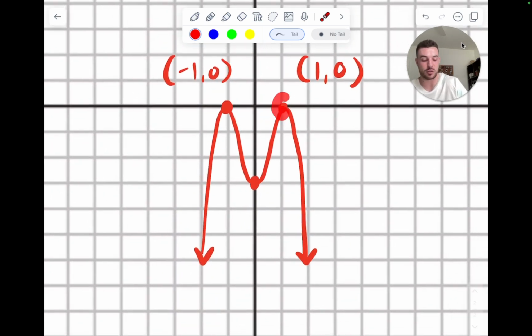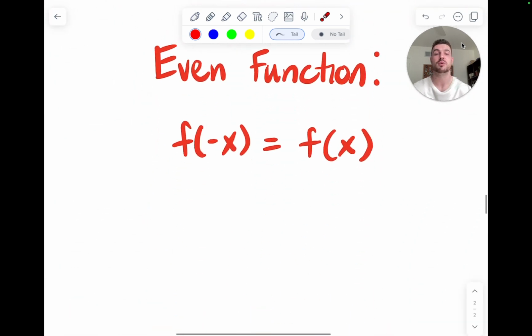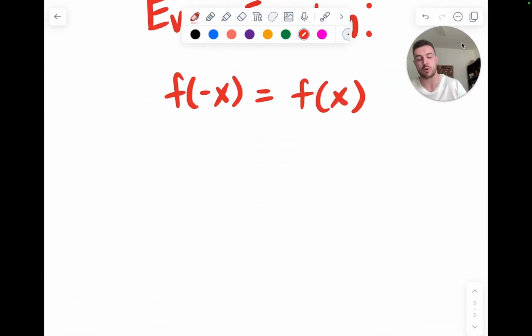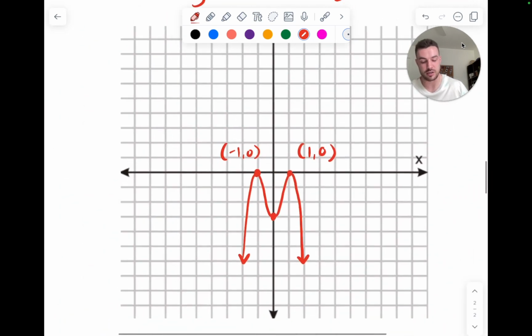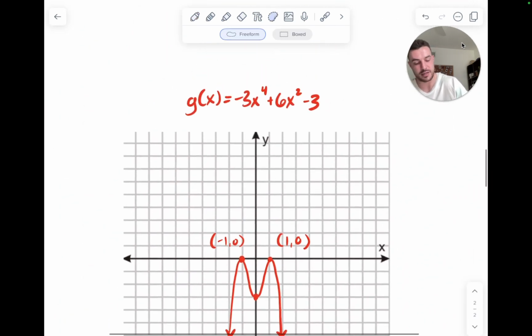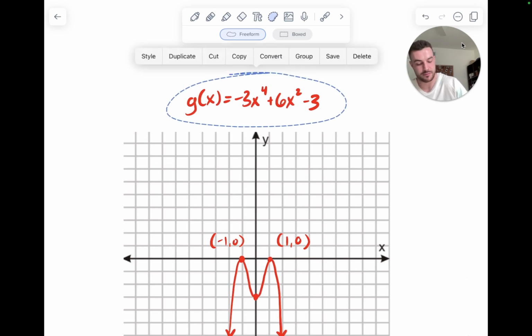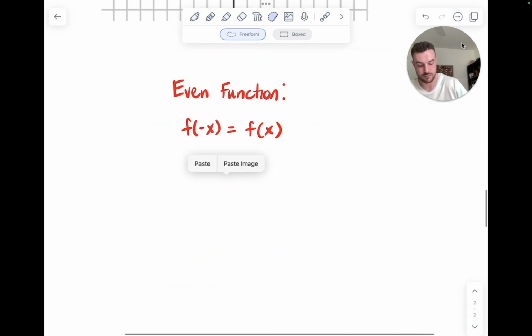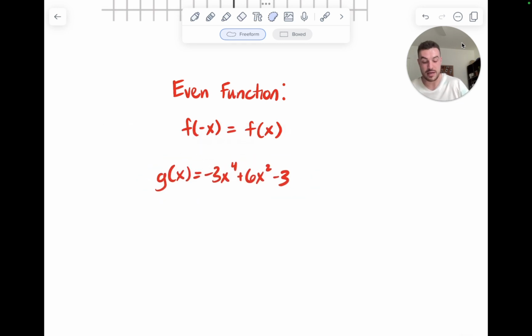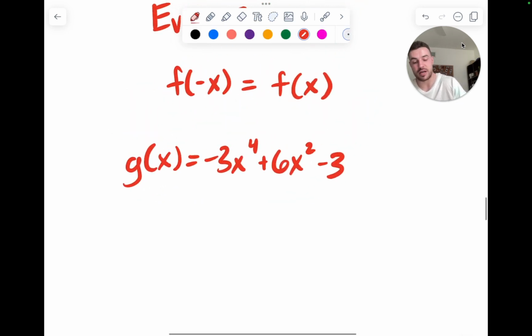If I plug in 1, I get out 0. Well, that means if I plug in its negative version, I should get out the exact same thing. And that's something we can see in the graph here, but we could also see in the equation. So my equation here, I'm just going to copy this, make it a little bit easier this time. Now, using this definition, I can go ahead and find g of negative x.